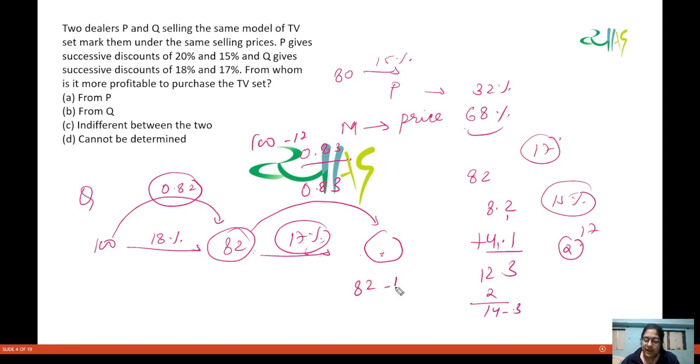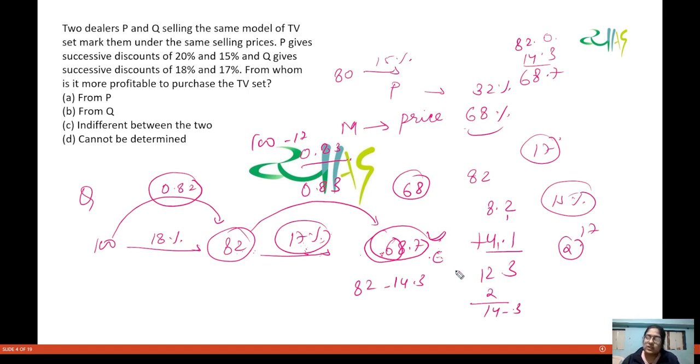So 82 minus 14.3 you will do. So this is coming 68.7. That was coming only 68. So this one is bigger. Here the price at which we are getting the TV is bigger.